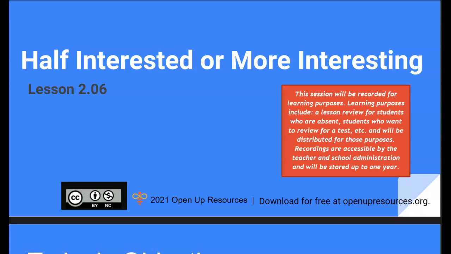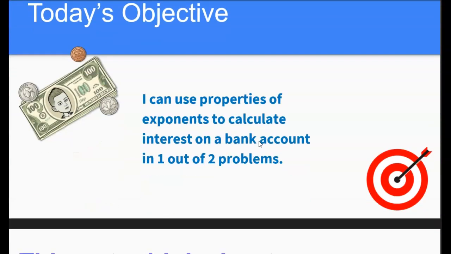Today we're going to be looking at lesson 2.06, half interested or more interesting. Today's objective is I can use properties of exponents to calculate interest on a bank account in 1 out of 2 problems. So we'll be looking at interest. Interest is a property of an account that generates more money based on the money that's already in there.